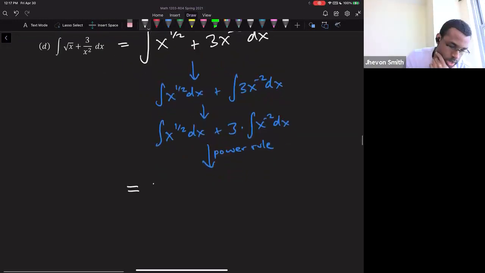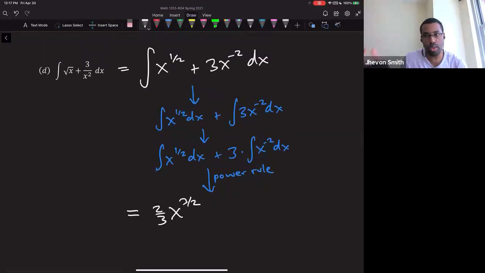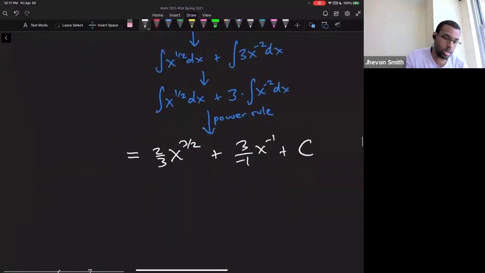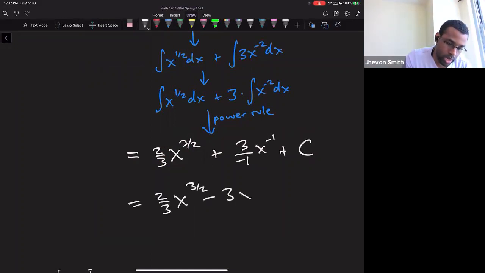So we know that the first one is 2/3 x to the 3/2, because I have 1 over 2 plus 2 over 2, I get 3 over 2, and I know I'm going to flip it and multiply. Plus, here it's 3 over minus 1 times x to the minus 1, because I add 1 to the power: 1 plus minus 2 is minus 1, divide by minus 1. Don't forget the plus c. Okay, plus c's are important. And so we have here 2/3 x to the 3/2 minus 3x to the minus 1, or you can even do 3 over x if you want.